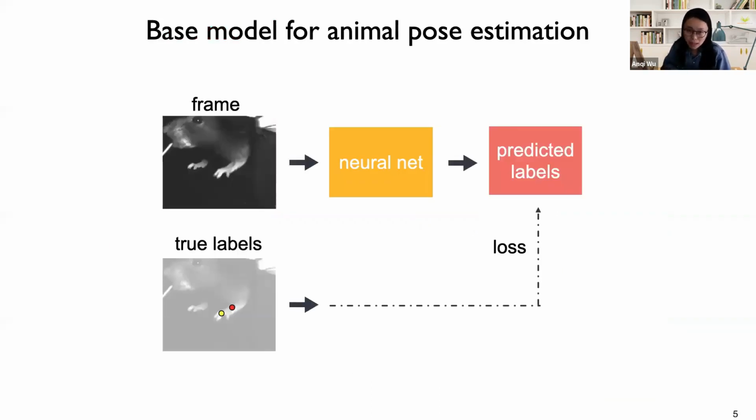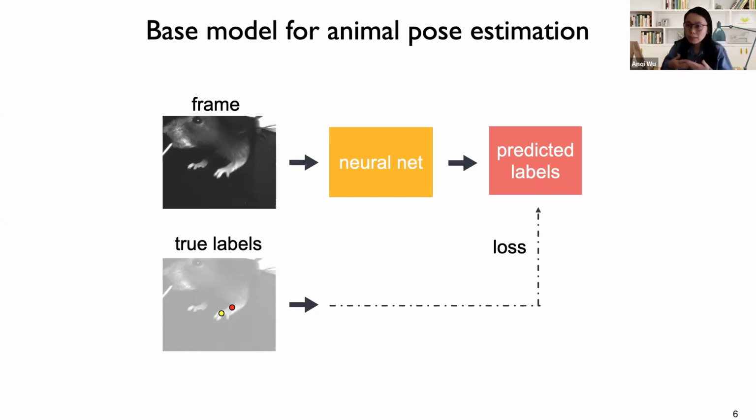A base model that is shared among all these methods is as follows. For a single frame with labels, we input the single frame into a neural network module. This is the backbone of the pose estimation algorithm. Then we predict the label of each target, or each body part, from the neural network. We finally construct the loss by comparing the predicted labels with the ground truth labels.